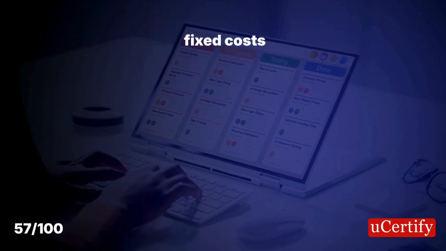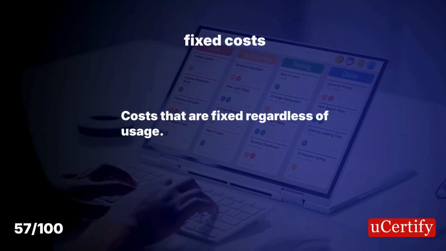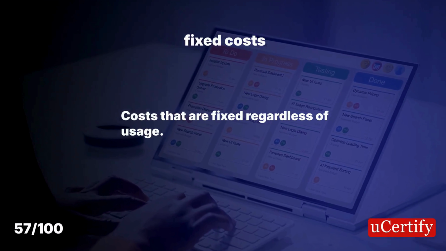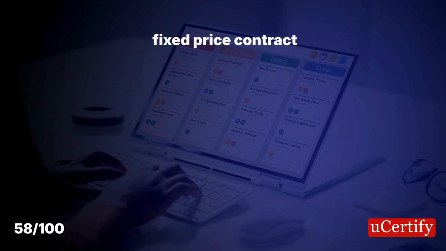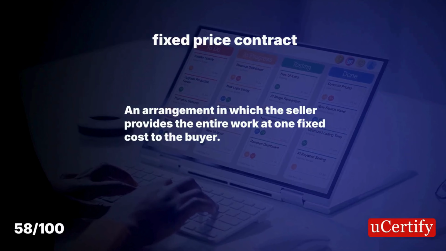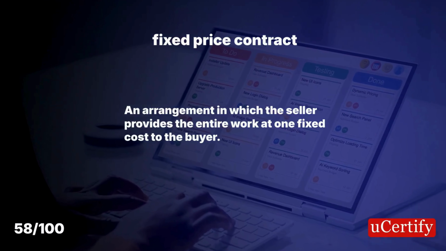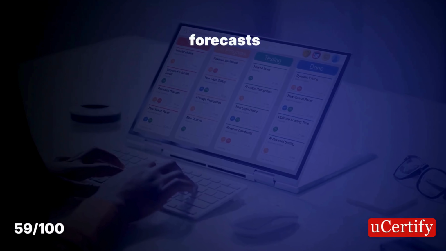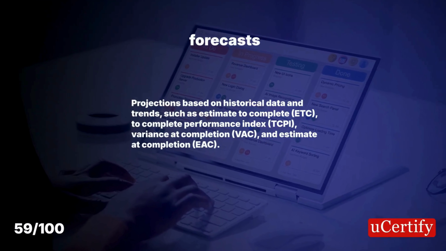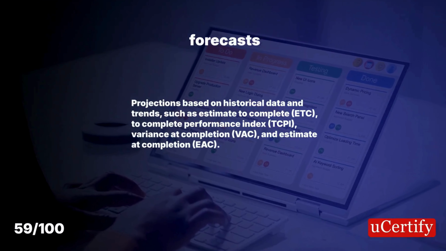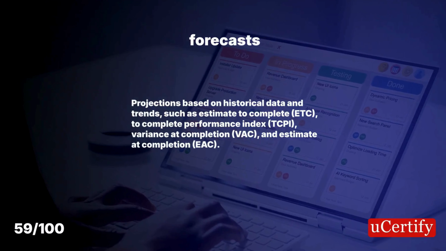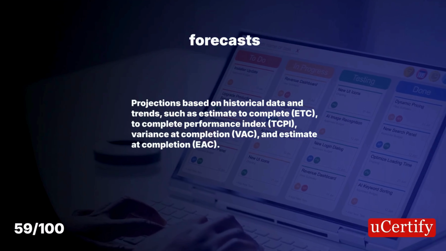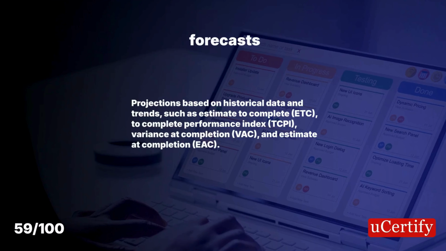Term: fixed costs. Definition: costs that are fixed regardless of usage. Term: fixed price contract. Definition: an arrangement in which the seller provides the entire work at one fixed cost to the buyer. Term: forecasts. Definition: projections based on historical data and trends, such as estimate to complete (ETC), to complete performance index (TCPI), variance at completion (VAC), and estimate at completion (EAC).